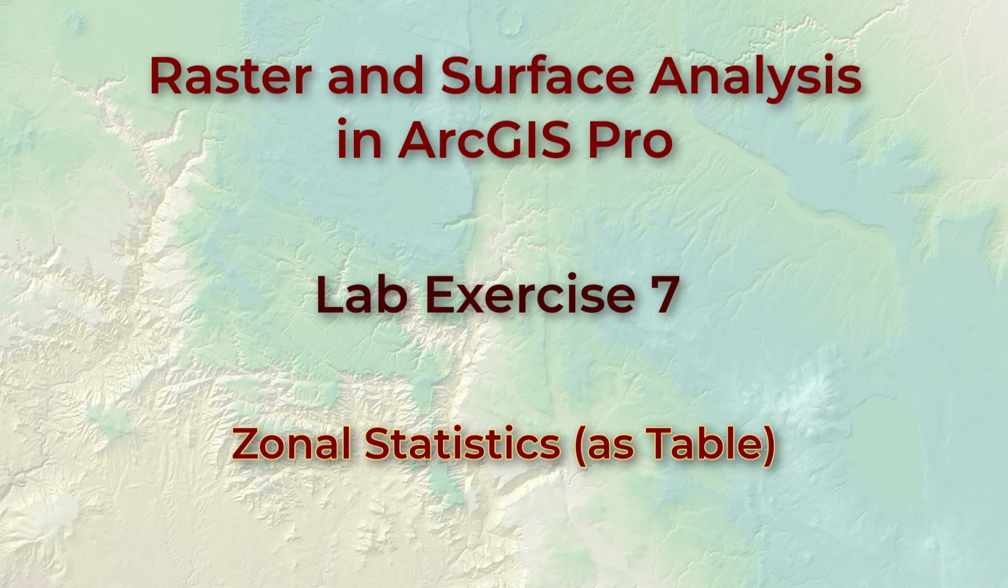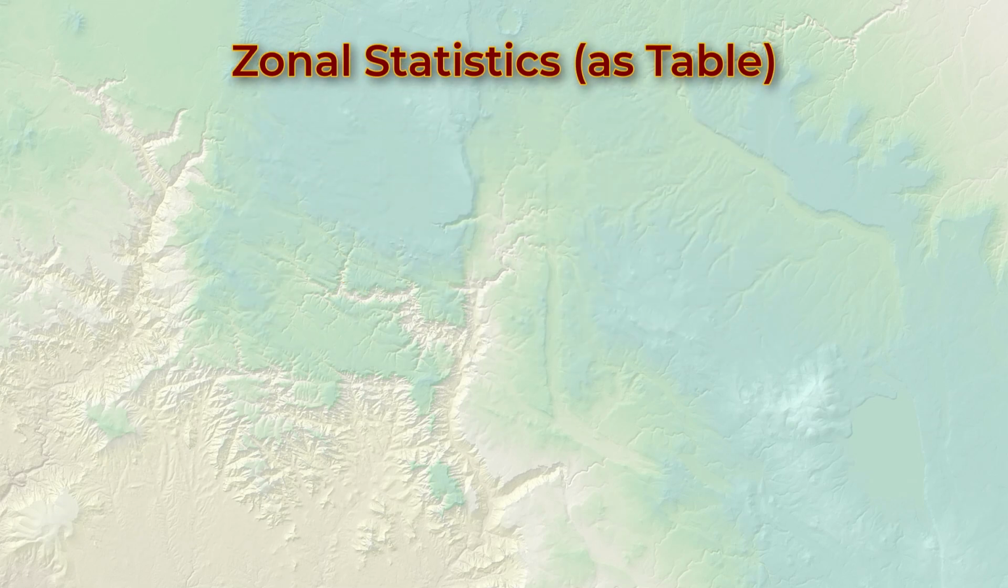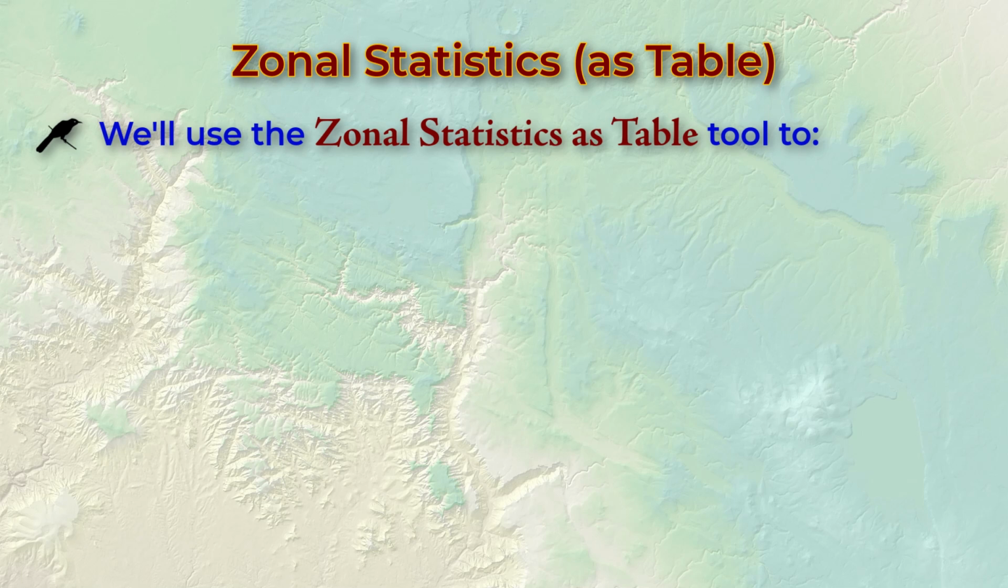In this exercise we're going to try out another of our general raster tools that we discussed in the first lecture video for this module, the Zonal Statistics as Table tool. And we'll see how to calculate descriptive statistics from raster cells within an analysis area polygon.